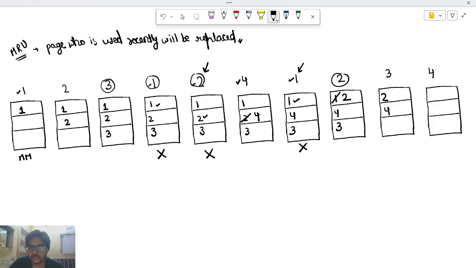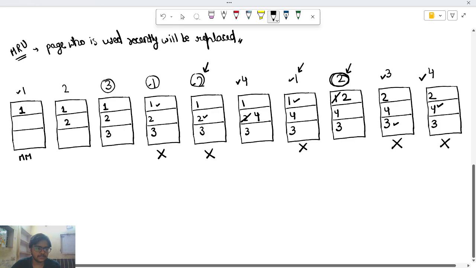So 2 4 3. Now from 2 4 3, who is used recently? 2 is used recently, but CPU requested 3 and 3 is already present, so this is also not a page fault. 2 4 3, CPU requested 4, 4 is already present, this is also not a page fault.